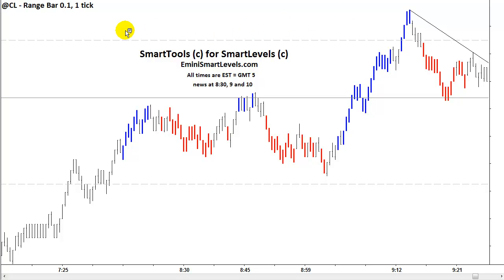Hello everyone, and welcome to this crude oil futures review using SmartTools for SmartLevels. The chart is a 0.1 range bar chart based on tick data. The black bars here from the beginning of the chart represent the end of the overnight trading activity.